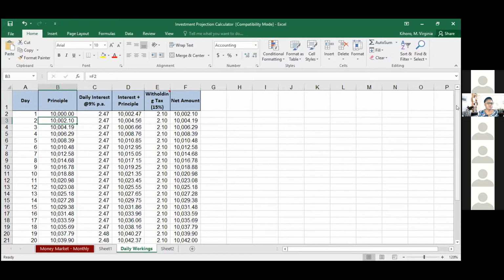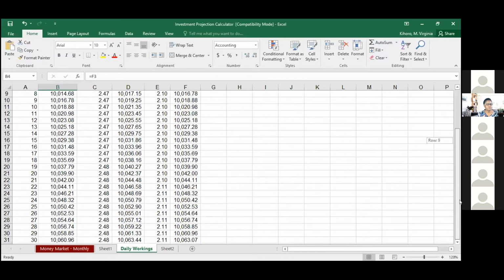What you notice, and I wanted to highlight this because of the daily compounding, is that your principal actually grows on a daily basis. By day 3, your principal will be 10,004, like that, until the end of the month. Notice here, I'm taking you to the end of the month. At the end of the month, you'll have earned an additional 63 shillings, and your 10,000 shillings will still be intact. So that's the daily working.